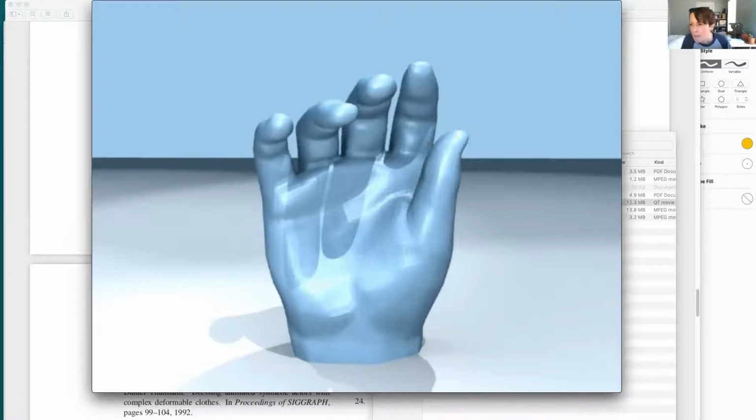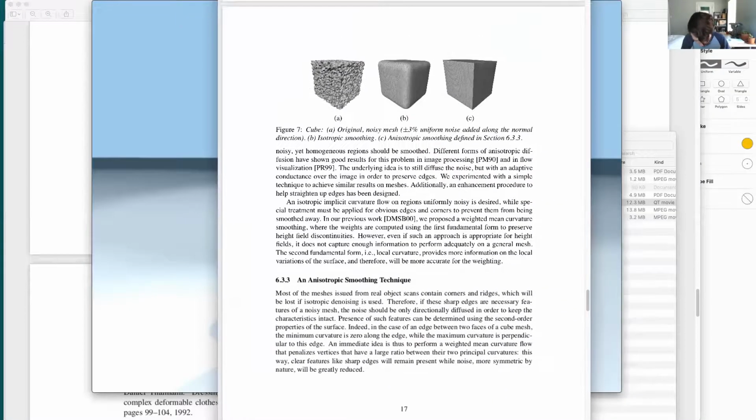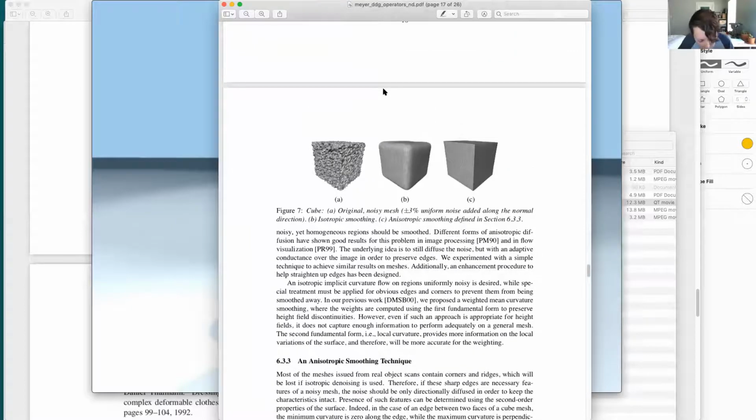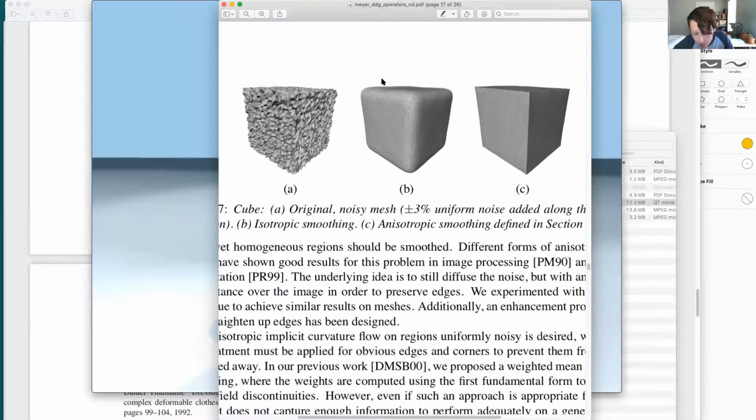So I think one of the famous papers, I think I have it in here somewhere. One of the famous papers on this was the Meyer et al. discrete differential operators paper, one of the ones where they describe the cotan Laplacian and stuff like that really early on. And they talk about that. Oh yeah, here it is. So here what they're doing is applying the Laplacian operator to smooth a noisy cube.